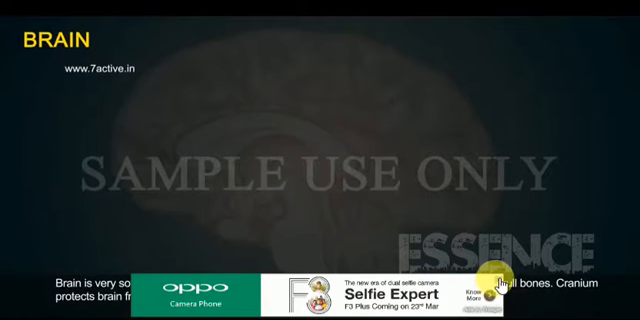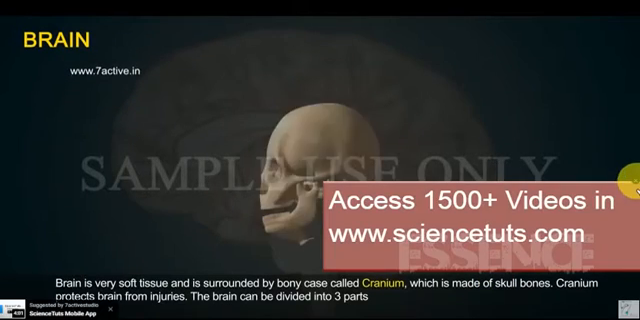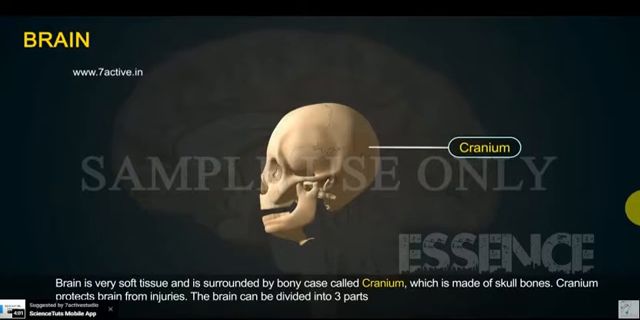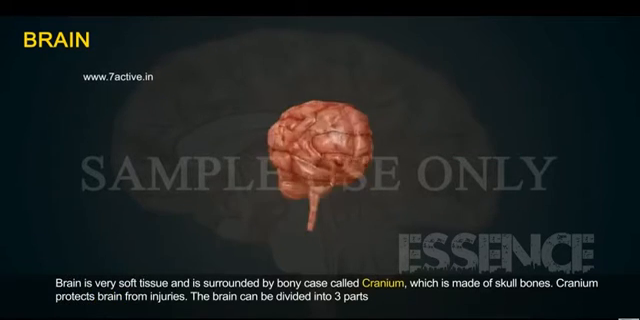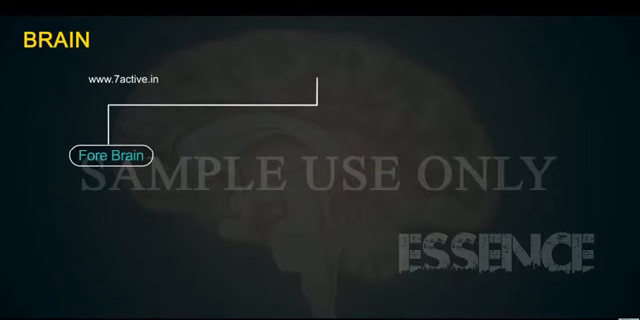The brain is very soft tissue and is surrounded by a bony case called the cranium, which is made of skull bones. The cranium protects the brain from injuries. The brain can be divided into 3 parts: forebrain, midbrain, and hindbrain.